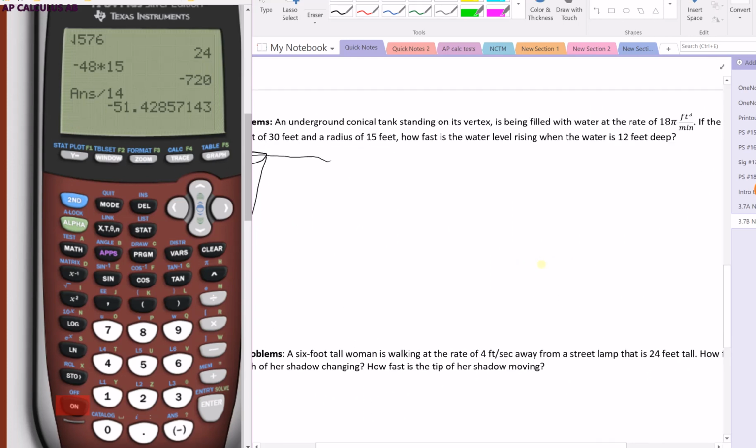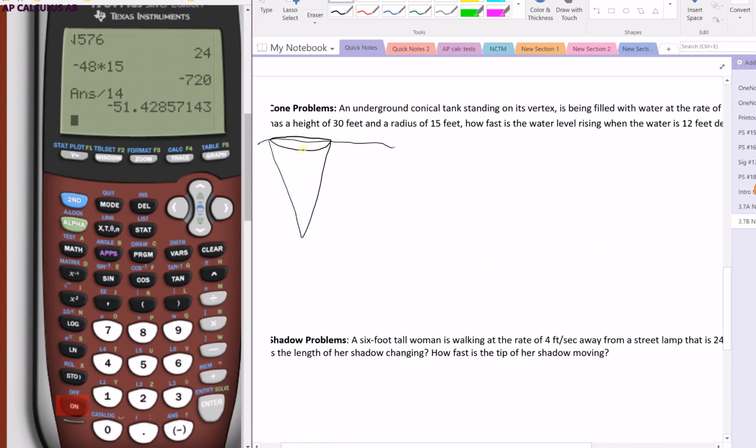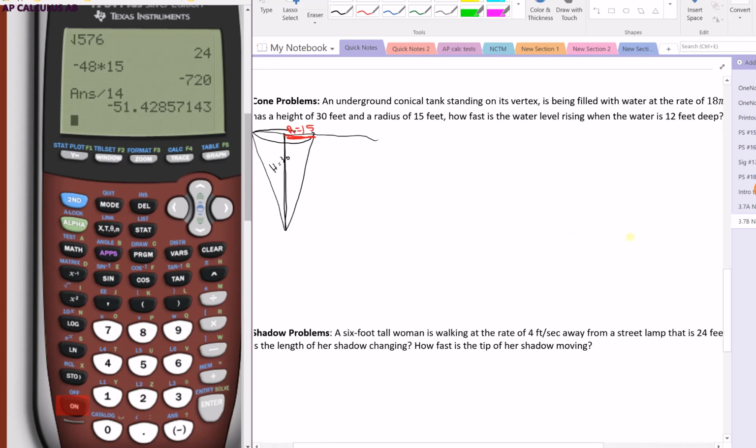If the tank has a height of 30 feet and a radius of 15 feet, what that means is this height right here, let's call it big H, is 30, and big R, the radius of this cone, is 15. That radius right there, big R, is 15. How fast is the water level rising when the water is 12 feet deep?